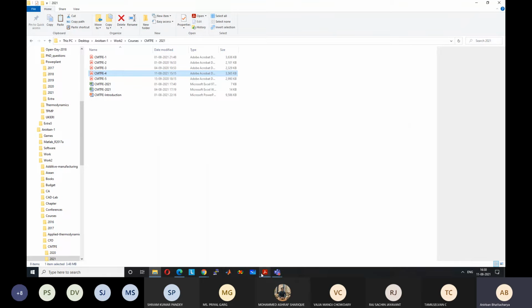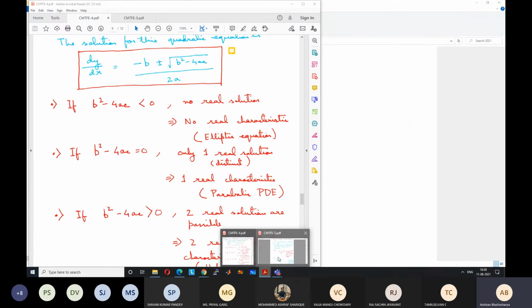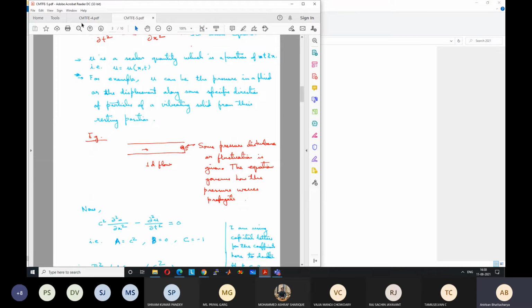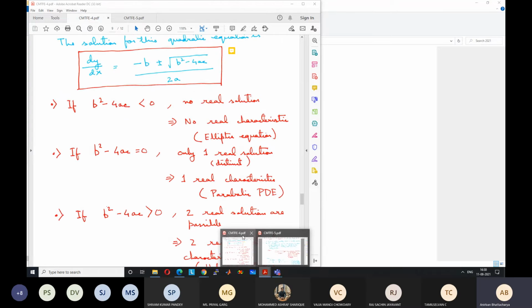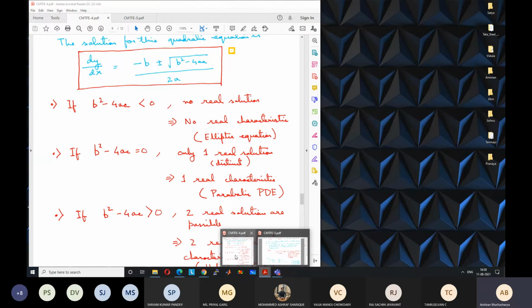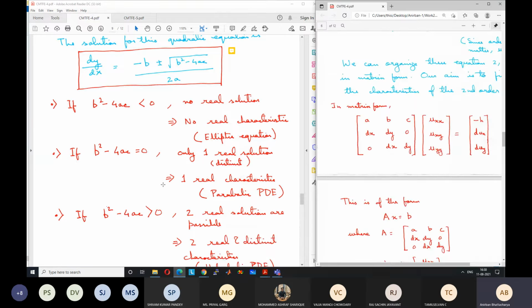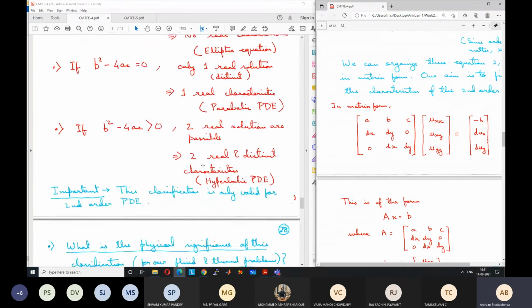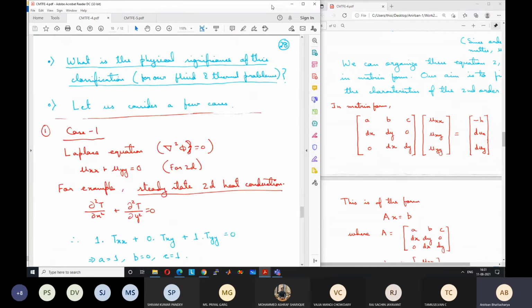So let us continue. We have seen a type of classification which we are assuming will be helpful to give us an understanding of the physical behavior of a PDE, or a physical behavior of a problem which is governed by a PDE, like the heat transfer problem or a fluid flow problem. So we will see a few examples to find out how this classification helps us, or how this classification is related to the actual physical phenomena that is occurring.